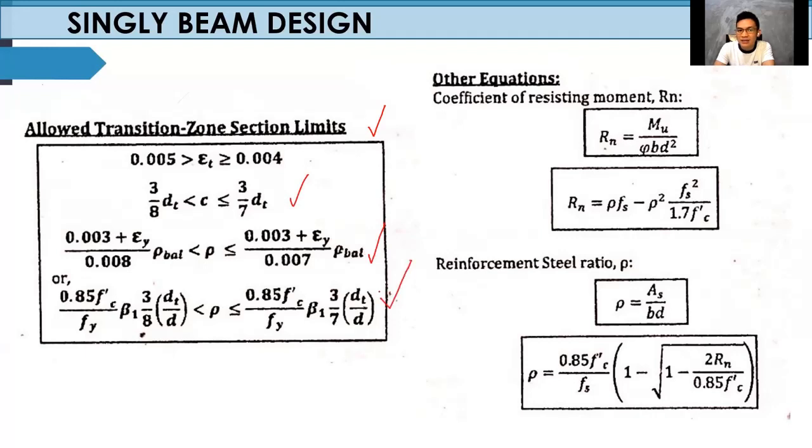Okay. So, next is other equations. Ano yung magagamit natin sa ating mga solving mamaya? So, coefficient of resisting moment, that is our Rn. Diba? Na-discuss natin ito sa one-way slab. So, medyo familiar na to. Ito yung palaging ginagamit. Pero you can also use this one. Pero medyo mahirap to gamitin. No? Masakit sa mata. Kaya, minsan, ito na lang talaga yung ginagamit natin na resisting moment, yung Rn.